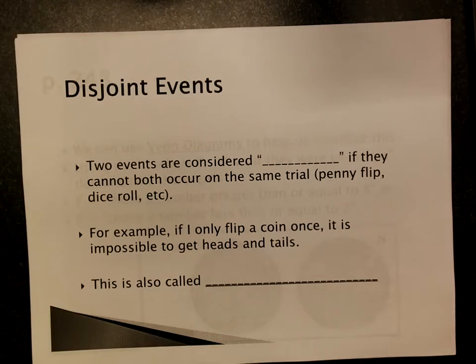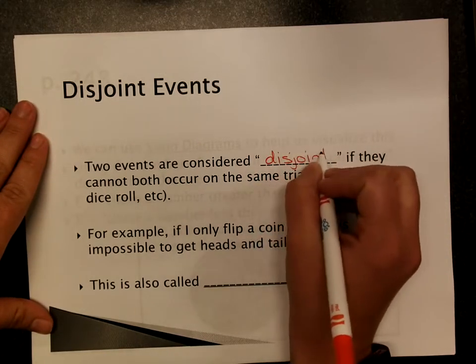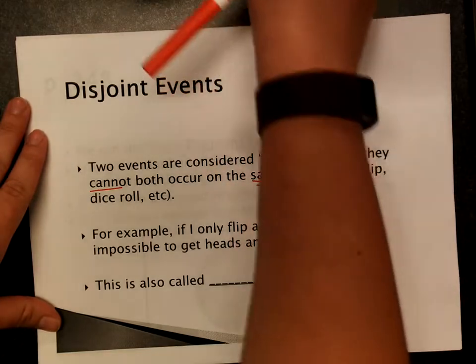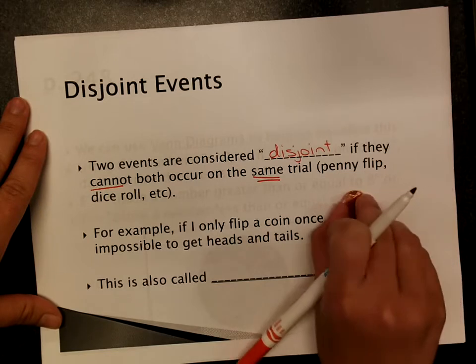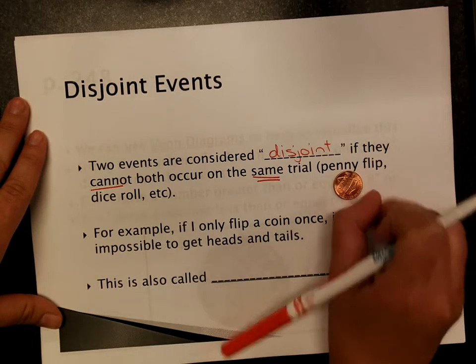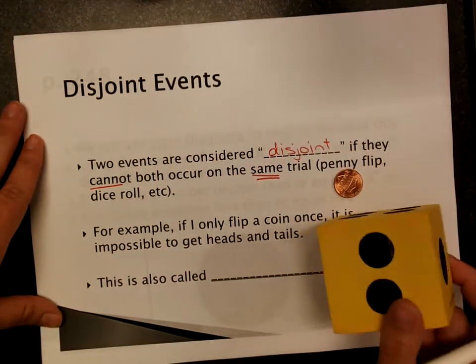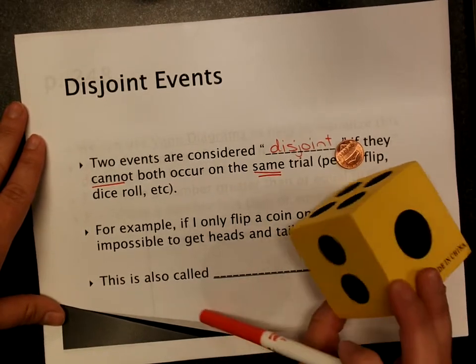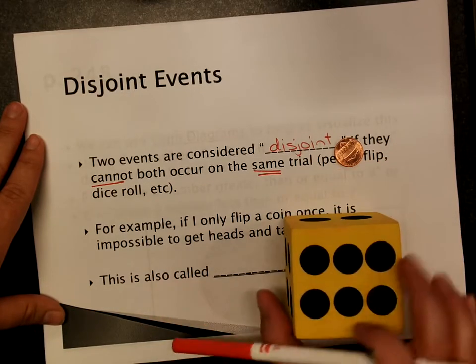So the first thing we need to discuss are what are called disjoint events. 2 events are considered disjoint if they cannot both occur at the same time on the same trial. So if I flip a penny one time, I can't land on heads and tails at the same time. Those are disjoint. I either land on heads or I land on tails. They're separate, they're disjoint. Same thing with rolling a die. I can't land on a 1 and a 2 at the same time. It's either a 1 or a 2 or a 3, etc. So each side of the die is disjoint from the others. It only lands on one side at a time.